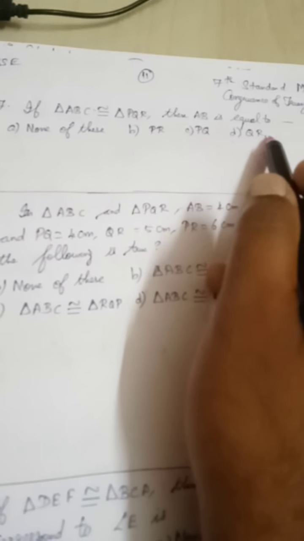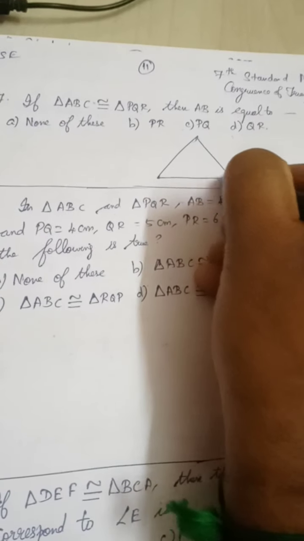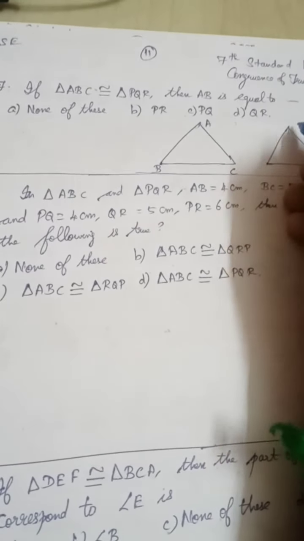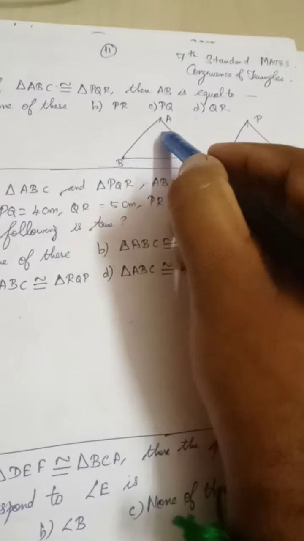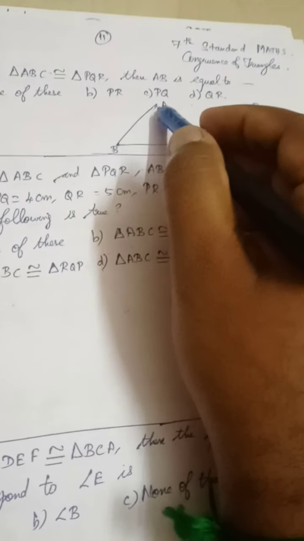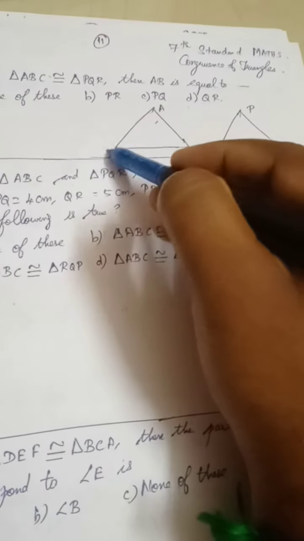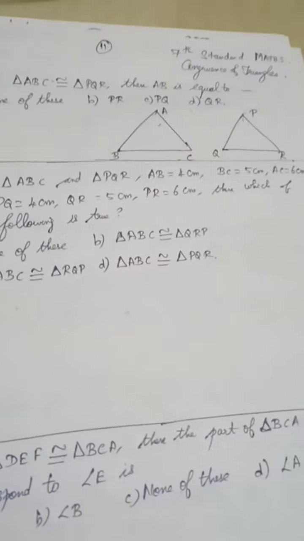Triangle ABC is congruent to triangle PQR, then AB is equal to what? A, B, C; P, Q, R. For AB, which one is equal? PQ will be equal. In this triangle also, it corresponds like this. So PQ is equal.